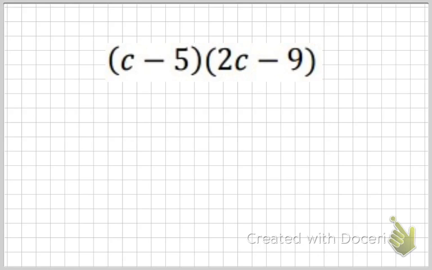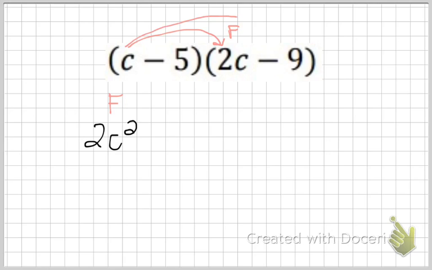Next, here we have c minus 5 times 2c minus 9 using FOIL method. Now, it really helps if you use the arrows. It'll save your life. You're less likely to make a mistake. You just got to think times. So c times 2c squared.